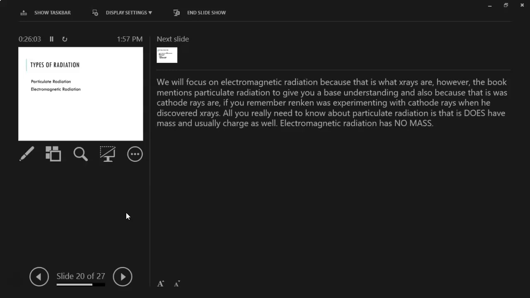radiation. All you really need to know about particulate radiation is that it does have mass, and usually it has a charge. So typically we'll say particulate radiation has mass and charge, although I think sometimes it doesn't always have a charge, but it does have mass. And then electromagnetic radiation, what we're dealing with, our X-rays, has no mass. So we just need to know that particulate radiation does have mass and very often charge, and electromagnetic has no mass.